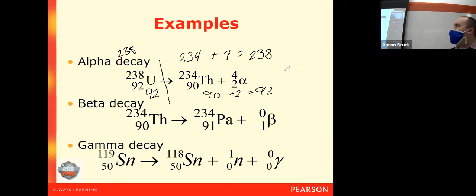So this is the kind of conservation that we need to be concerned with in these nuclear reactions, is making sure that my mass number on the reactant side matches up with the mass number on the product side, and that my atomic number, the bottom number on the reactant side, matches up with the atomic number on the product side.